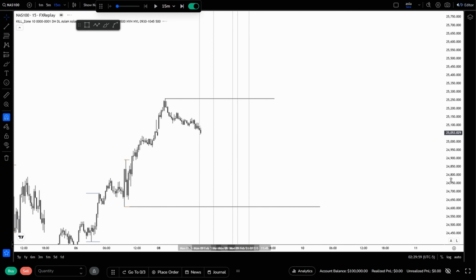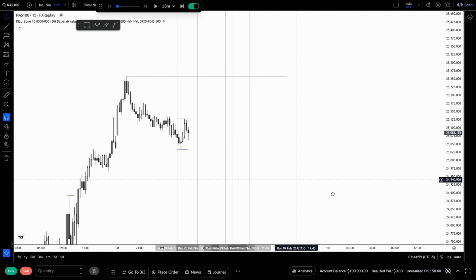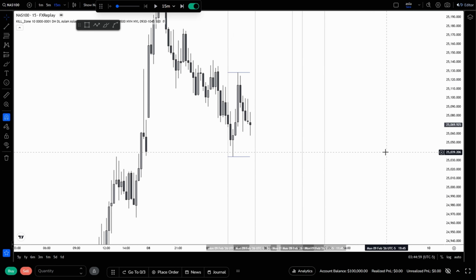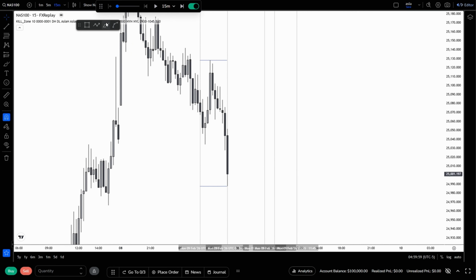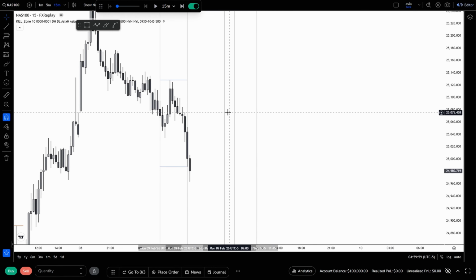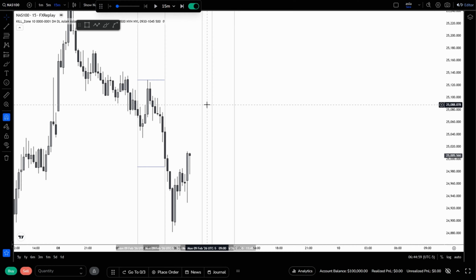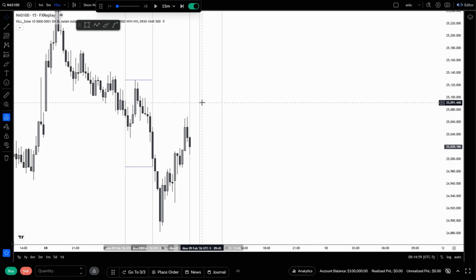Does London sweep any of them? Looking at the London session, price does not sweep the high or the low during that window. There's no meaningful liquidity taken inside London, so there's no setup yet. Because of that, we shift our attention to the 9:30 New York Open.